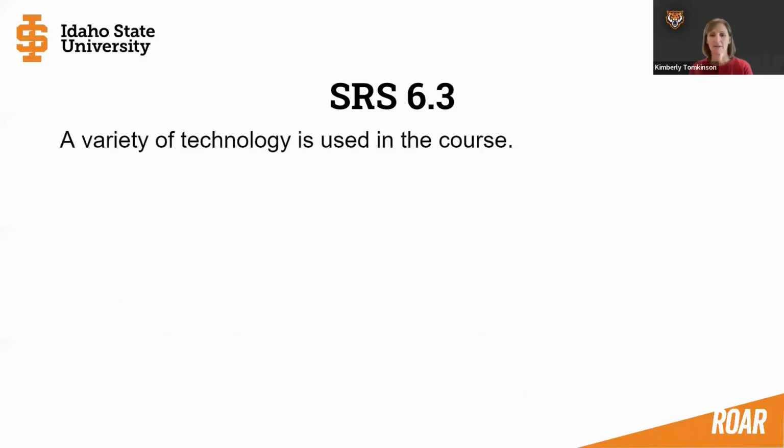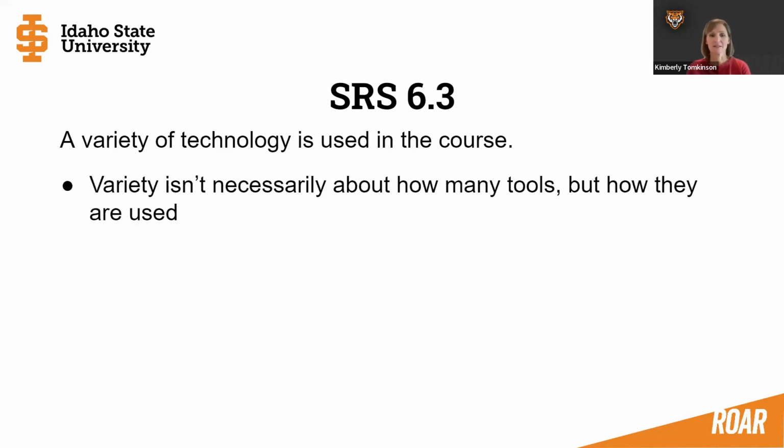Thank you, Ryan. Okay, Specific Review Standard 6.3 is concerned with the specific technologies used in a course, and it simply states a variety of technology is used in the course. So having variety doesn't necessarily mean that you should use a dozen different technologies, but rather enough technology variety so that students have a number of different ways that they can interact with the material. So any technology that is used in the course should be used in an attempt to vary the learning activities and assist the learner to engage in active learning.